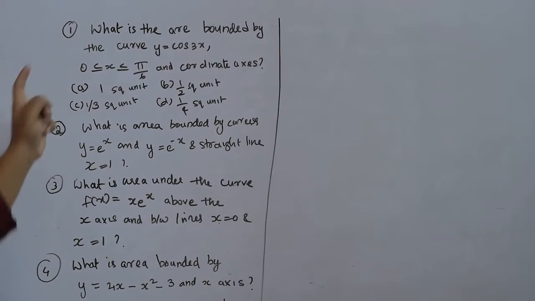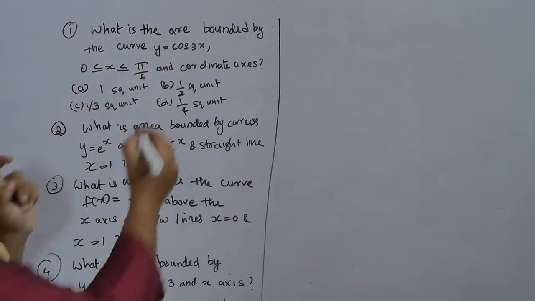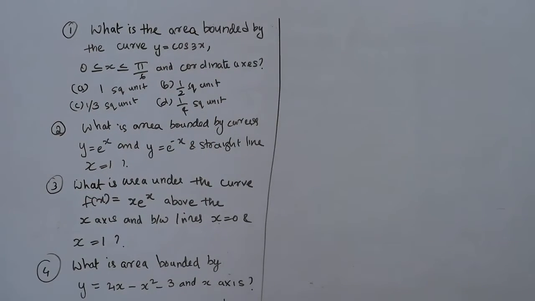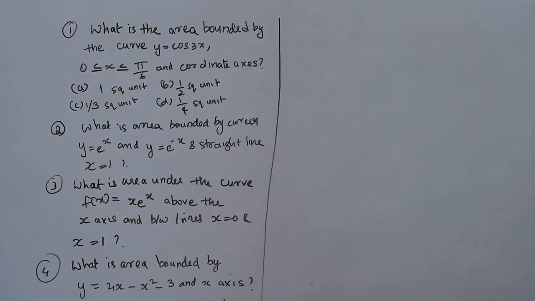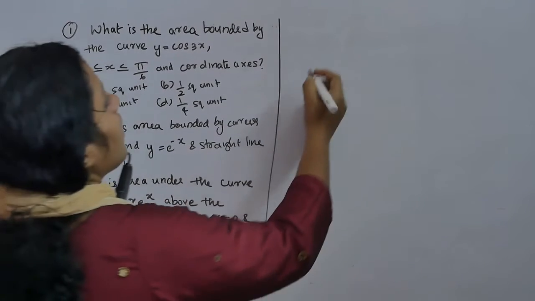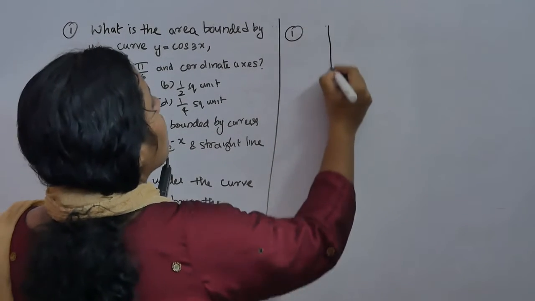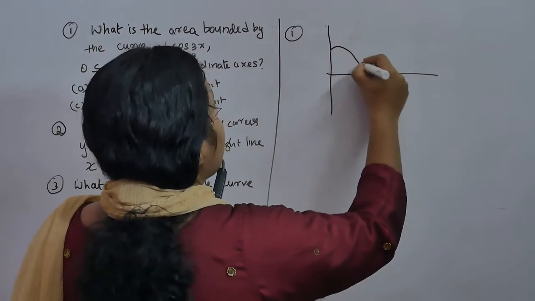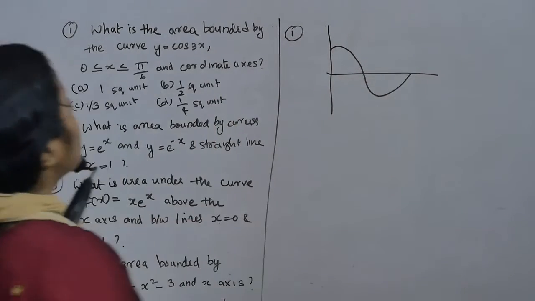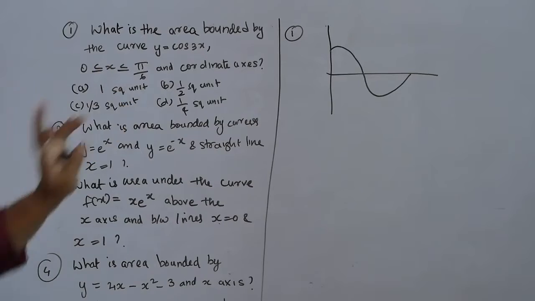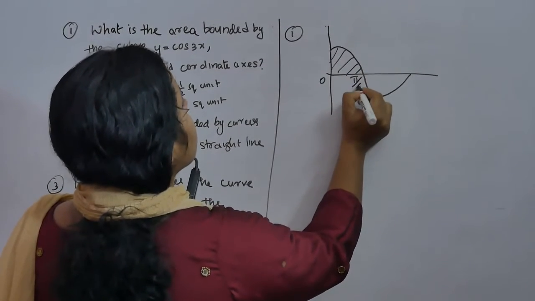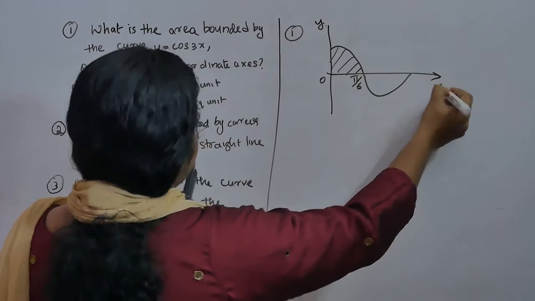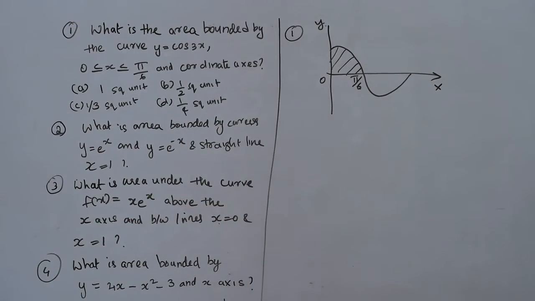So first question: what is the area bounded by the curve y equal to cos 3x, 0 less than or equal to x less than or equal to pi by 6? So how can we do that? What does this cos curve look like? This will look like this. The limit they are telling is 0 to pi by 6. So this area they are telling us to find, 0 to pi by 6. This is the y-axis, this is the x-axis. So how can we find the area?